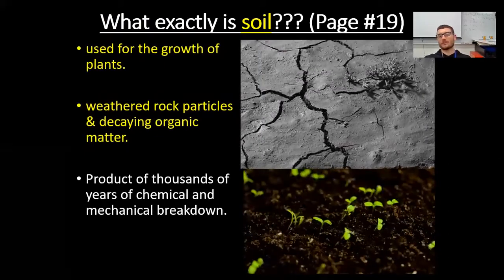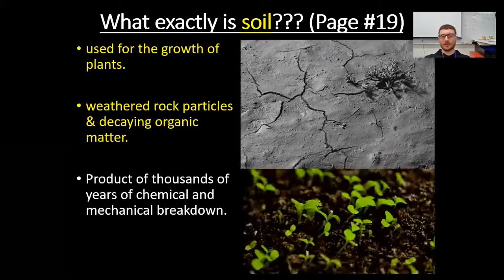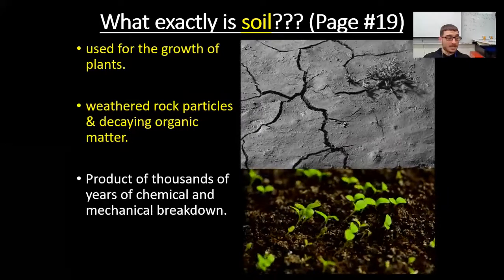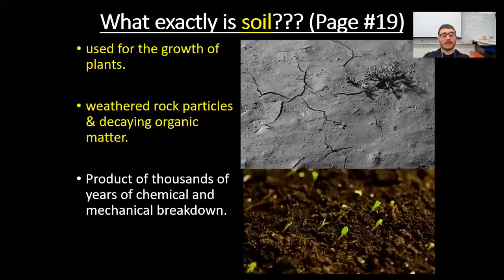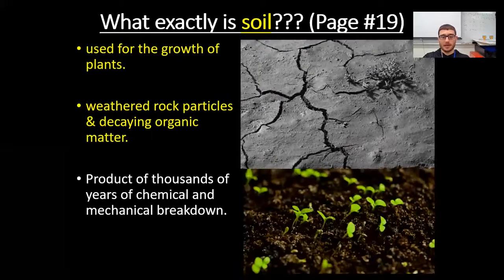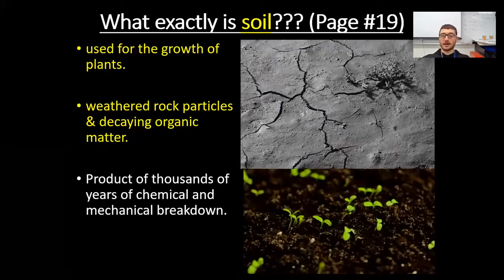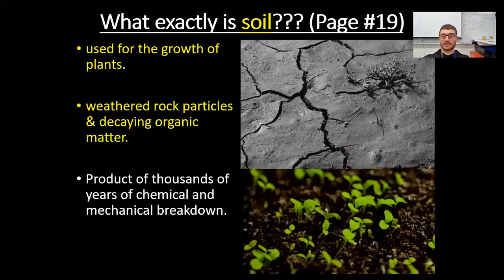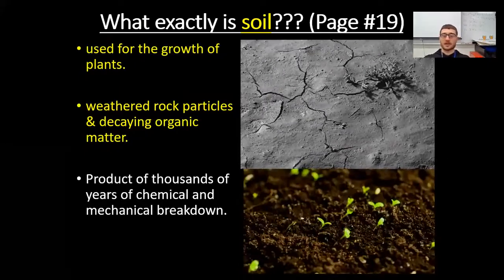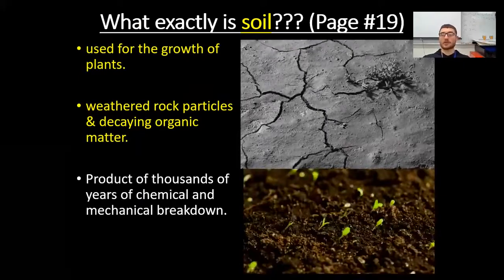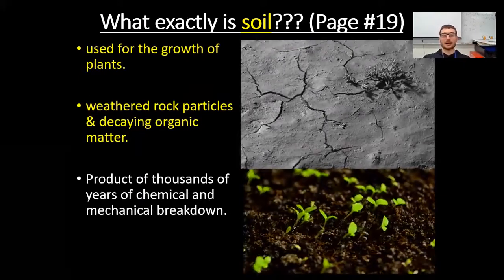As we all know, soil is used for plant growth, okay? But basically, dirt is just broken down, decaying organic matter. It might be waste material for organisms. It might be dead organisms. It could be dead leaves, dead plants, dead bugs. And then again, a bunch of broken down rock and minerals.